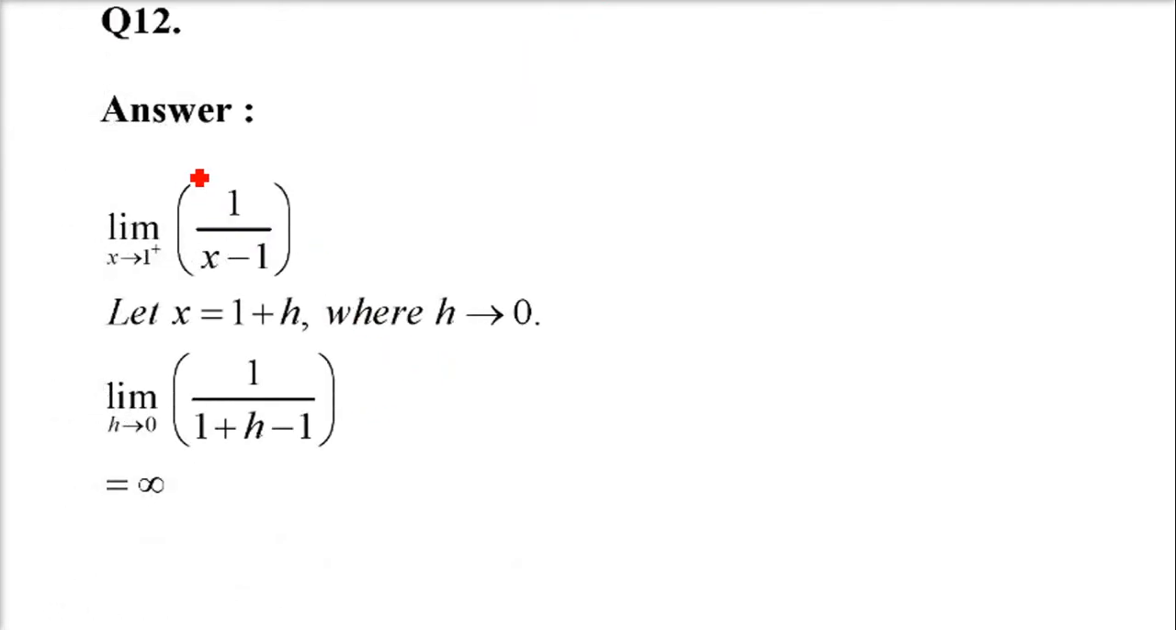Question number 12. Find the limit x tends to 1 plus, that is the right hand side, a plus h, of 1 by x minus 1. We know 1 is a, and 1 plus means you are adding h to 1. The right hand limit we are talking about. 1 is the critical point. So x you have to put 1 plus h, giving 1 by 1 plus h minus 1.